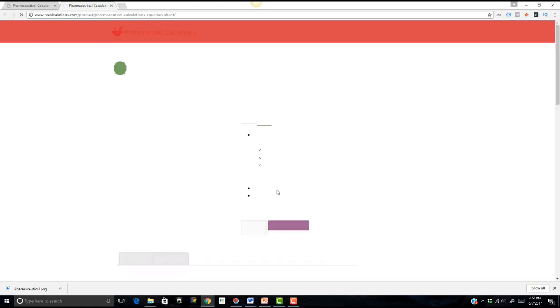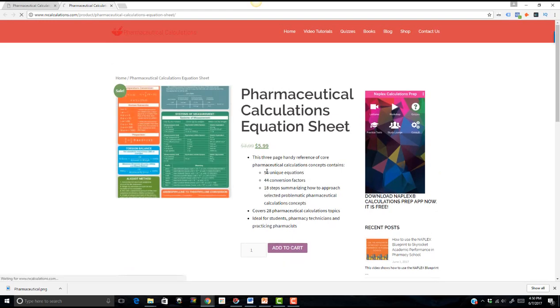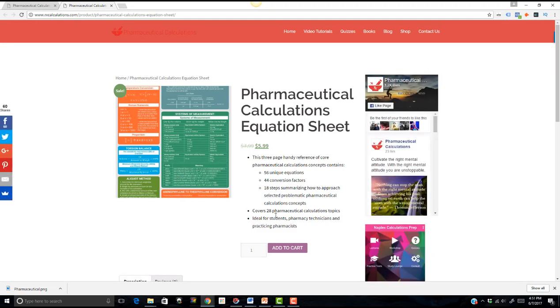It's a three-page document. It has 56 equations. It also has 44 conversion factors, and then the number of steps for solving some of the problems like tonicity, isotonicity, and so forth, and there are about 18 of those, and basically it covers 28 calculations topics, and that's essentially all the topics you really need for the NAPLEX board exams.